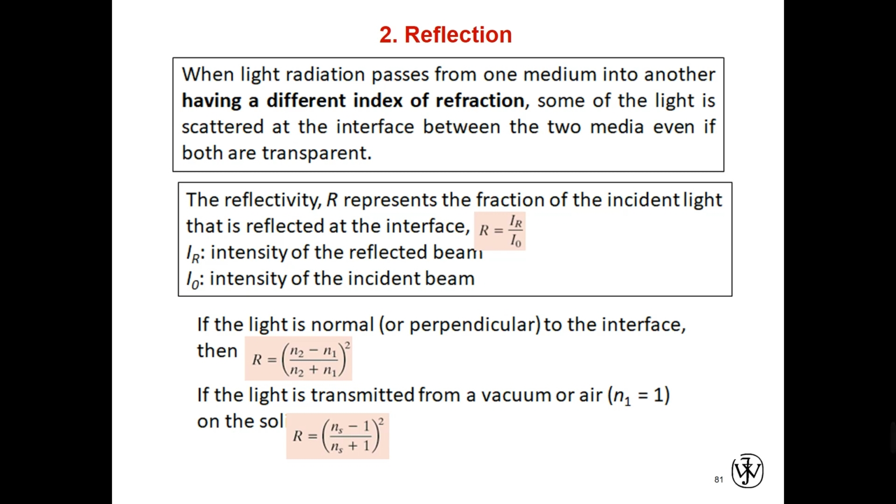If the light is normal or perpendicular to the interface, then R is equal to this equation. And when light is transmitted from a vacuum or air, in which N1 is equal to 1 or so, then it's going to be this equation.